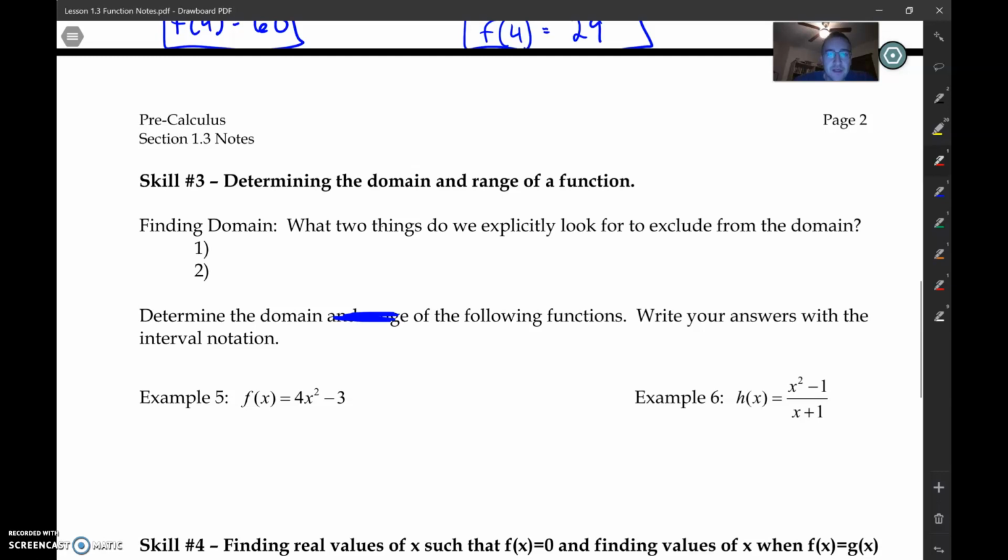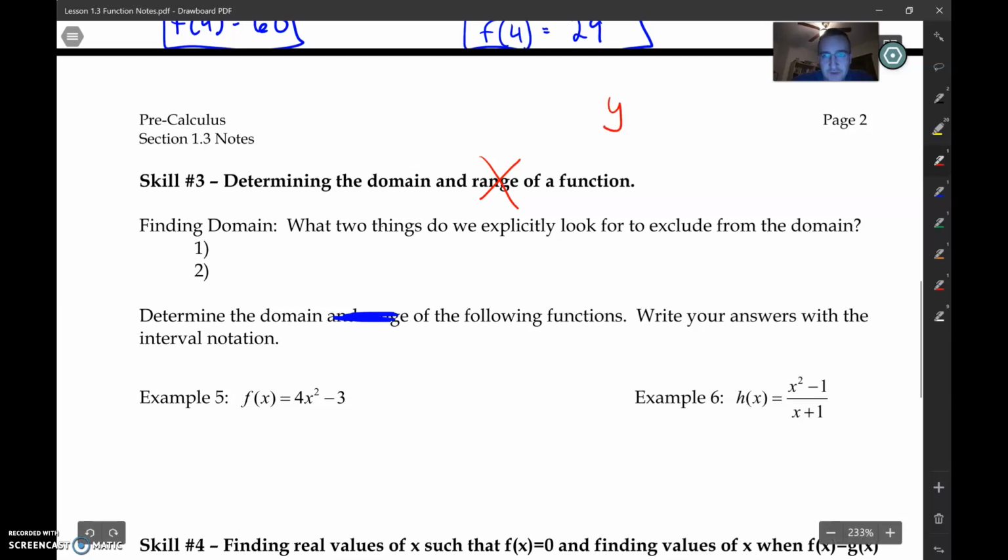Skill number 3. We're going to talk about the domain of a function. We're going to save range for another day, so we're just going to talk about domain. And a little recap of what domain is. It has to do with what we've already talked about. It has to do with what can go into your function, what type of inputs you can have, what type of numbers can work when you get plugged into a function.